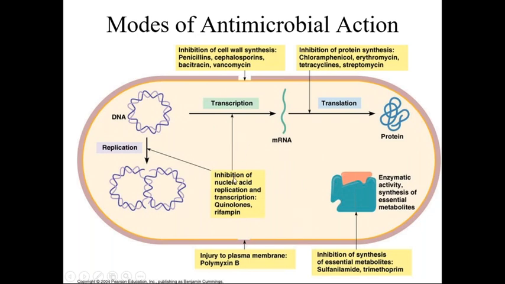They can also inhibit replication and transcription. These include quinolones and rifampin, especially rifampin, which is used in tuberculosis to prevent tuberculosis. There are some which will not inhibit cell wall synthesis, but they will injure the plasma membrane. That includes polymyxin. And then you have some antibiotics which inhibit the synthesis of essential metabolites, such as sulfonamides and trimethoprim. The sulfonamides are known as the sulfa drugs.